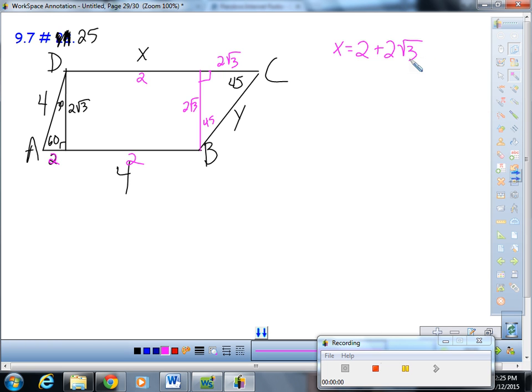Is that simplified? Is 2 plus 2x, can you do anything to that? The answer is no. So yes, this is simplified. We're done with that one. Now, Y, we're not done with just yet.